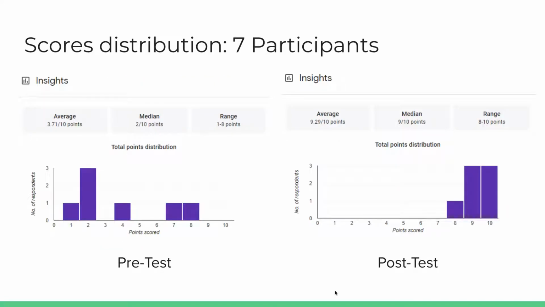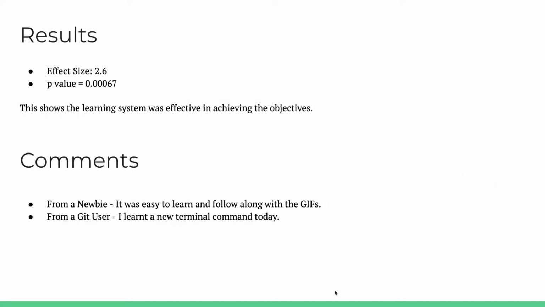the average pre-test score was 3.71 and the average post-test 9.29 with the effect size of 2.6 and a p-value of 0.00067. The system was shown to be effective in achieving the objectives.